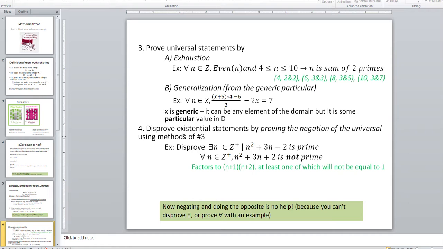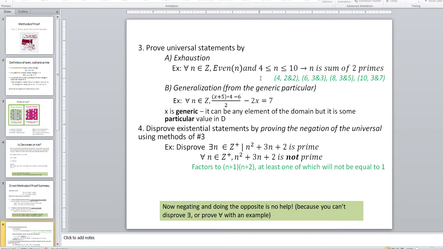The method of exhaustion is still something we do, right? Especially with computers. When you have a finite set, you can explore every number in the set and prove that it's either true or false for every number in the set. So it's possible, especially with a machine. But it's not typically done. But here's an example. For all n in the set of integers, if n is even and n is between 4 and 10, then n is the sum of two primes. So I have a pretty small set here. I have 4, 5, 6, 7, 8, 9, and 10 to consider.